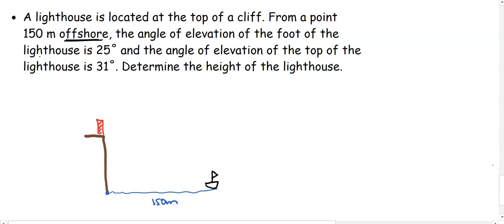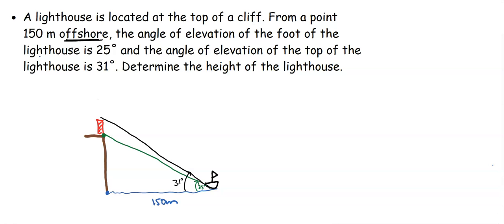The foot of the lighthouse, so that's the bottom of the lighthouse, the foot of the lighthouse has an angle of elevation of 25 degrees. Angle of elevation goes up, so that's 25 degrees. And then to the top of the lighthouse has an angle of elevation of 31 degrees. Where do I put that 31 degrees? It doesn't fit in there, it goes from there. That's 31 degrees. Okay? And you can see that this diagram is just like the one we did earlier, right?